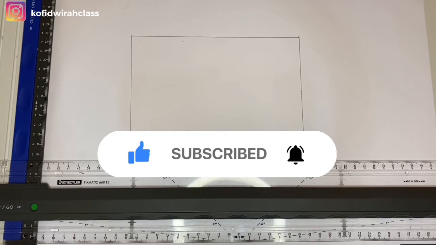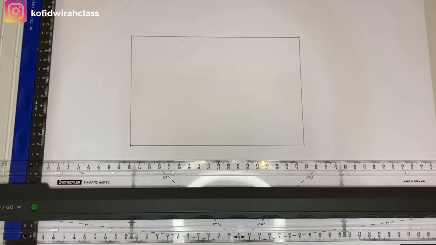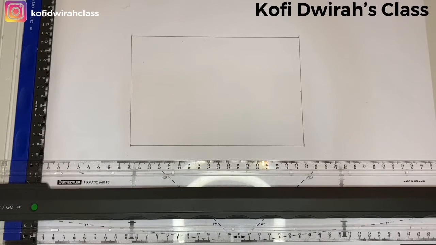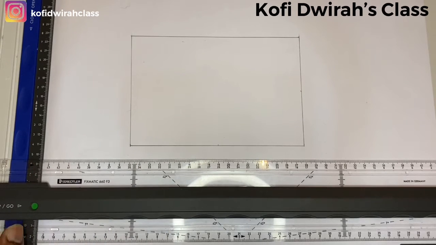Today we are going to construct an ellipse using the rectangular method. So we have our rectangle here. Then you divide the rectangle into 4 parts.